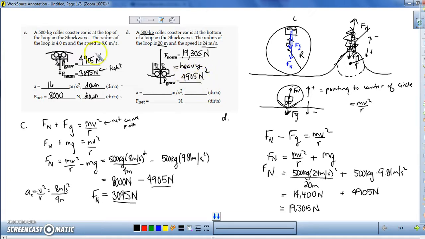So even though your weight doesn't change, notice the weight's the same, the appearance of light and heavy comes from the value of your normal force. That's pretty cool.